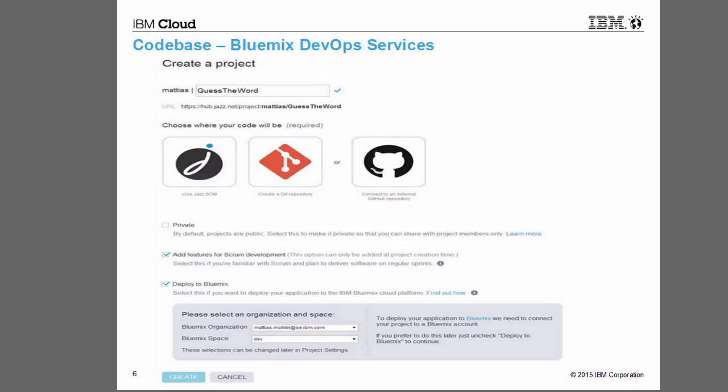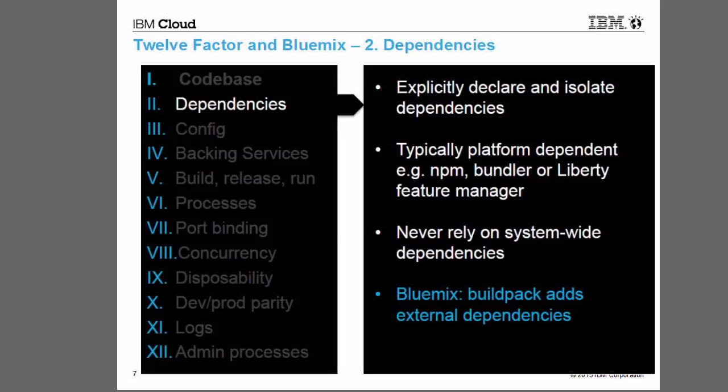Going on to the next slide, this is how Bluemix DevOps services would look. You can have your own Jazz source control monitoring tool. If you have your Git repository, you can connect to it. If you want to create a Git repository, you can create one, and you can also connect to an external GitHub repository if you want to. All these are tools provided by Bluemix when it comes to the code base. These are all DevOps services in Bluemix.